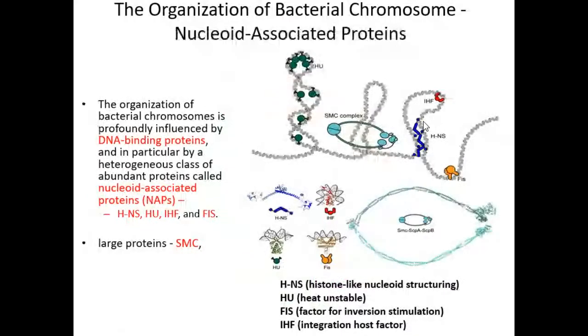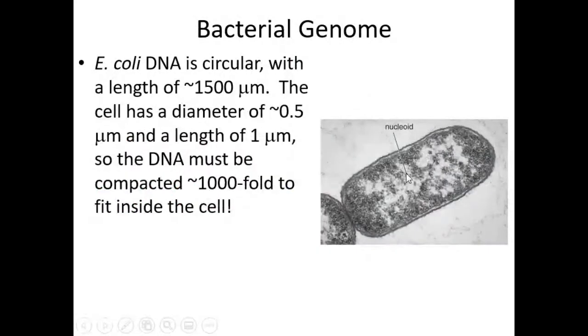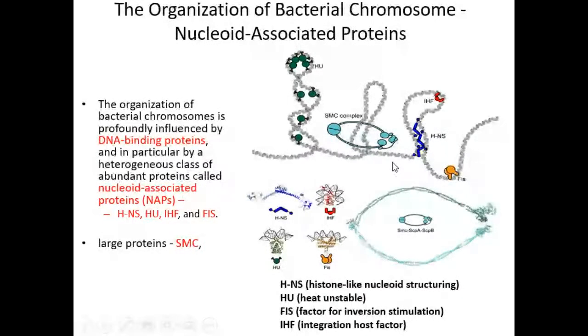Okay, and then the proteins involved in packing these chromosomes into the bacterial cell. All right, so we need DNA binding proteins. Two different types of protein: one is a small DNA binding protein, the nucleoid associated protein, NAP, and the other one is a large protein called SMC, all right?